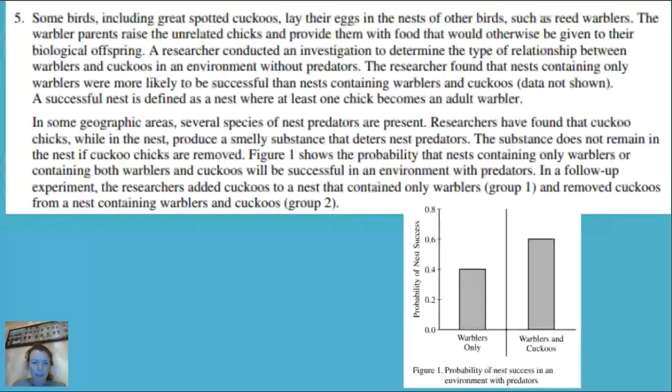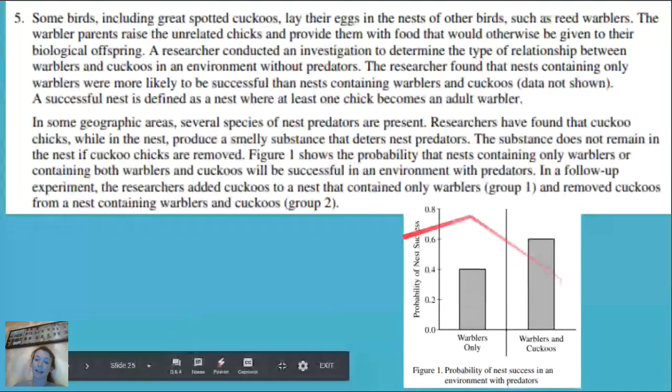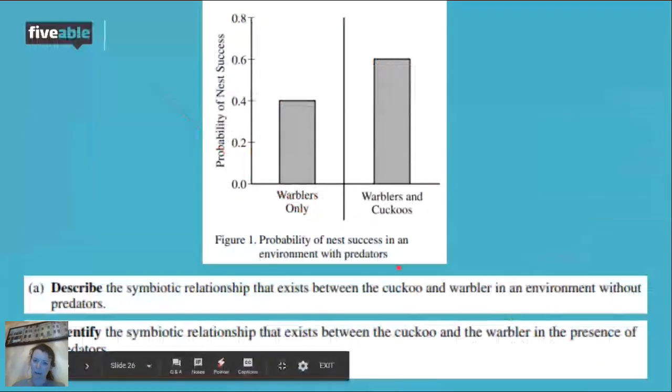Okay? In some geographic areas, several species of nest predators are present. Researchers have found that cuckoo chicks, while in the nest, produce a smelly substance that deters nest predators. The substance does not remain in the nest if cuckoo chicks are removed. Figure 1 shows the probability that nests containing only warblers or warblers and cuckoos will be successful in an environment with predators. In a follow-up experiment, the researchers add cuckoos to a nest that contains only warblers and remove cuckoos from the nest containing warblers and cuckoos. So you'll notice that when predators are present, there is a higher chance of survival if the nest has warblers and cuckoos versus, I think I'm missing a graph here, which is my bad.